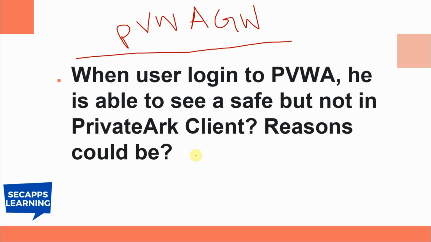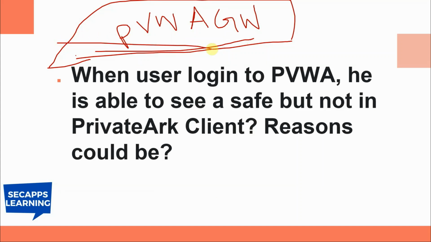But when you create a safe in the Private Ark client, it is not shared with this group automatically. So you need to do it manually. If you are not doing it manually, then that safe will not reflect in PVWA. But when you create a safe in PVWA, by default, this group gets added. So it will reflect in both the Private Ark client and PVWA as well. But when you are creating a safe in the Private Ark client, this group is not added to that safe by default. So you need to add it manually. Then only this safe will reflect in PVWA. Cool. I hope this is clear.